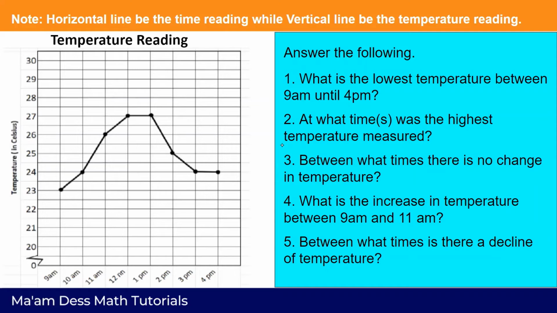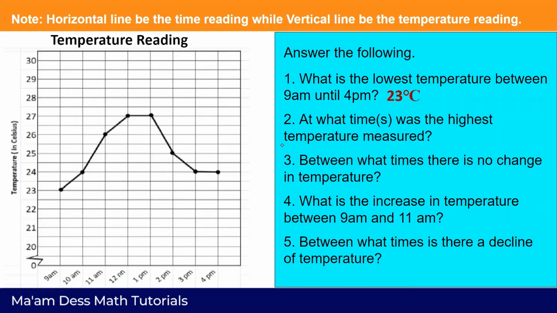Okay, and then this one is 25 at 2 p.m. And then we have 24 at 3 p.m. And then 4 p.m. is 24 again. So our answer is 23 degrees Celsius. Okay. That's the lowest temperature.